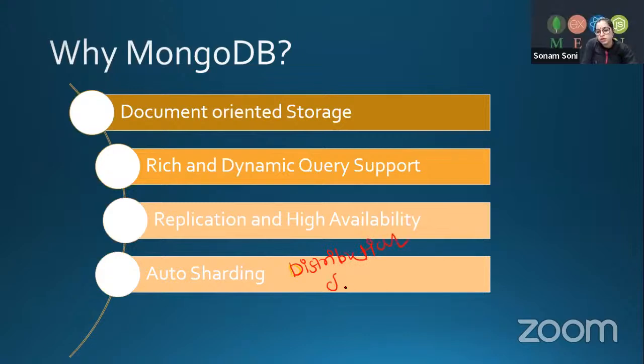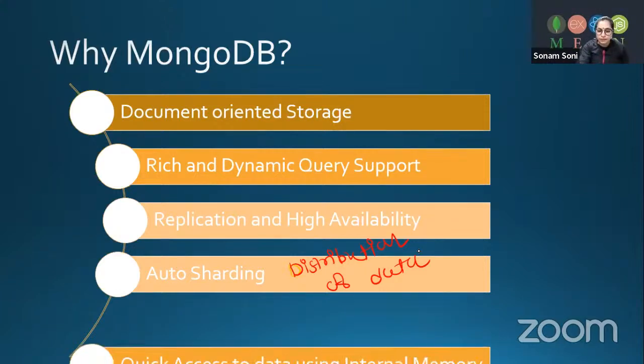Distribution of data means a single collection you can divide. When you have a huge amount of data in one collection, you can distribute it to multiple locations, like 200 records on this database and 200 records on another database. So what happens? Half the queries are redirected to this one, half to the other. It will improve the performance. Automatically the traffic is managed because of this auto sharding.